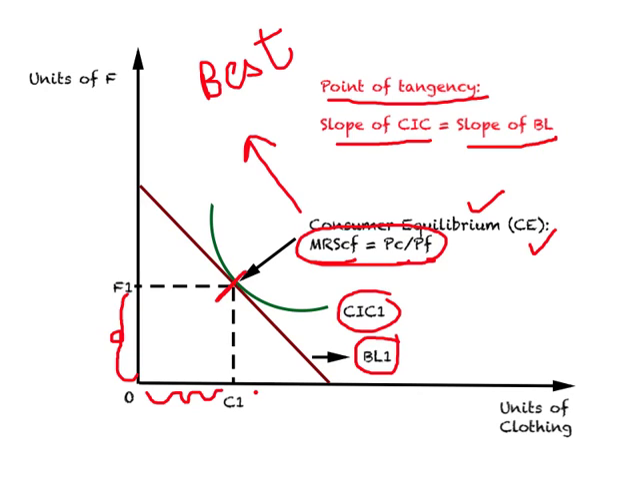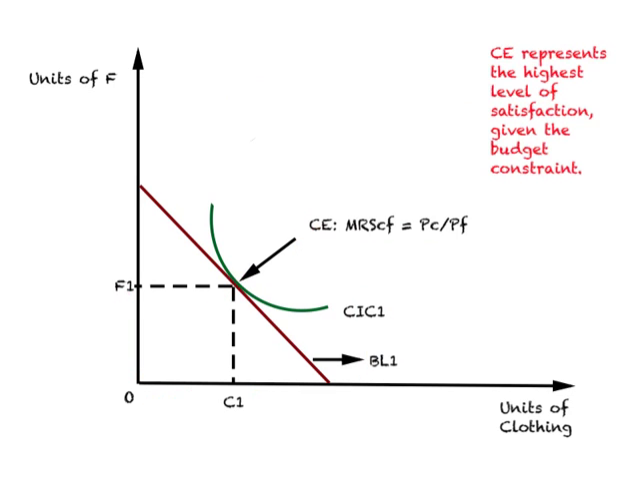So OC1 and OF1 represent the exact quantity of clothing and food that this country will consume given the budget constraint and consumer preferences. In the discussion of the previous diagram, I had mentioned that consumer equilibrium is the best point for the consumers, and the reason for that is consumer equilibrium implies two things, and let us consider the first one on this slide and the next one we'll look at in the next slide. Now, consumer equilibrium represents the highest level of satisfaction given the budget constraint. That is, this is the max the consumers can reach given the budget constraint.